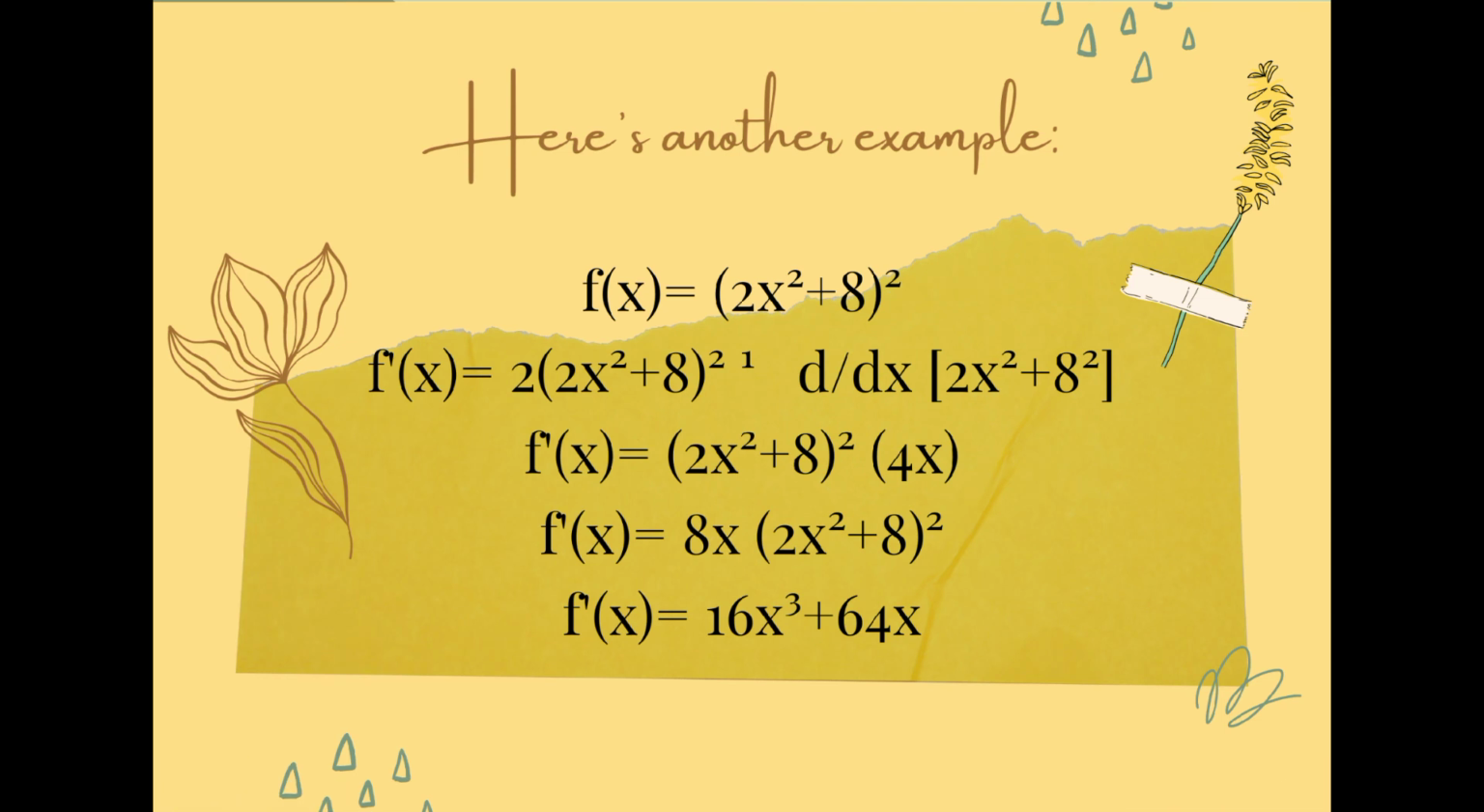Here's another example. f of x equals (2x squared plus 8) squared. What you're going to do is just put down the square, copy the 2x squared plus 8, then raise to 2 minus 1. Put the d over dx, then copy the 2x squared plus 8. Next, copy the 2x squared plus 8, then 4x. So it will be 8x multiplied by 2x squared plus 8. To get the final answer, just multiply the 8x by 2x squared plus 8. So it will be 16x cubed plus 64x.